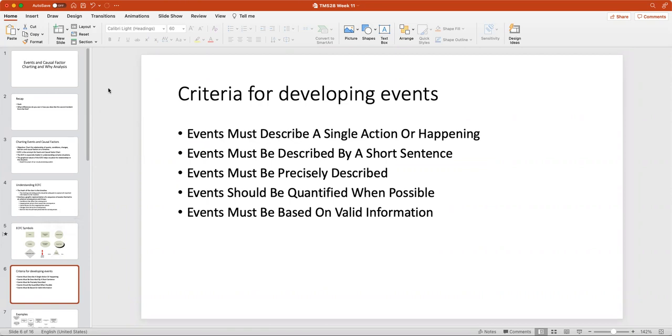Now, you can have events that aren't necessarily based on valid information, but they would be dotted and they would be assumptions that, throughout your event analysis, you will try to piece together or find the valid information for.